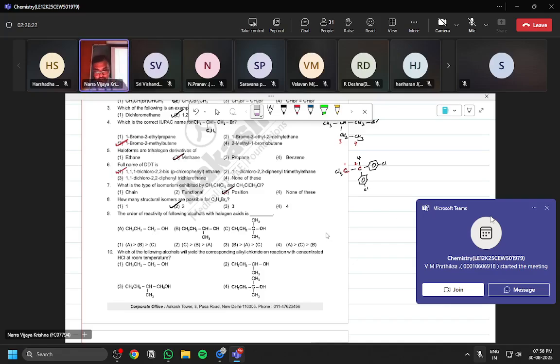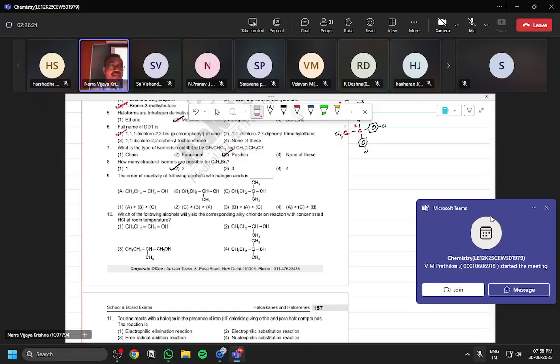Order of reactivity of the following alcohols with halogen acids. We are talking about alcohols. Alcohols react with HX. If it is a tertiary alcohol, it will react quickly because it will form a stable carbocation. Primary and secondary will react slowly. That's why I require a catalyst. Right? ZnCl2 is required. So tertiary is more reactive than secondary than primary. So answer is CBA. Correct. Next one.